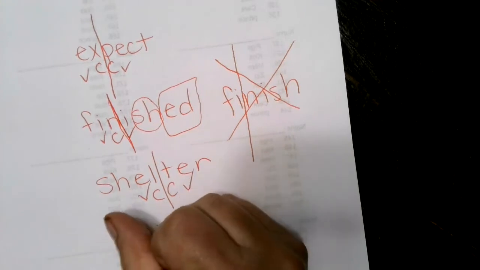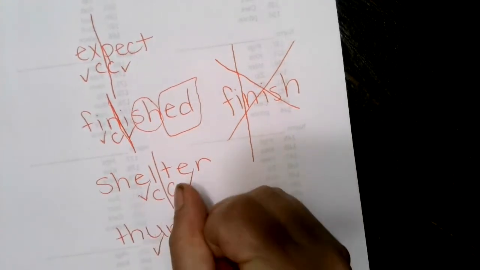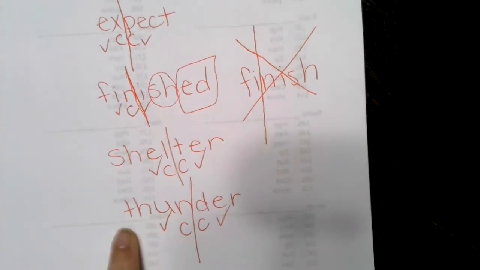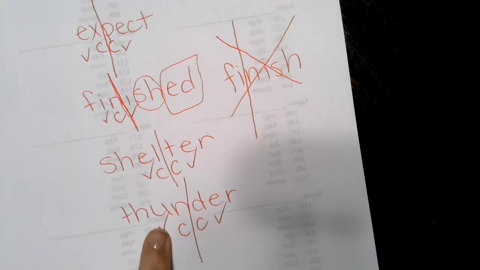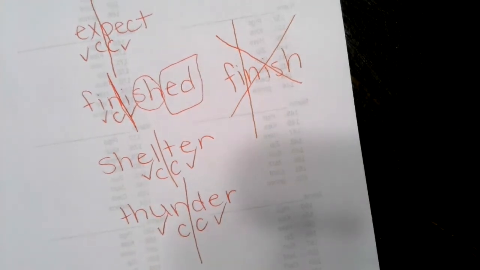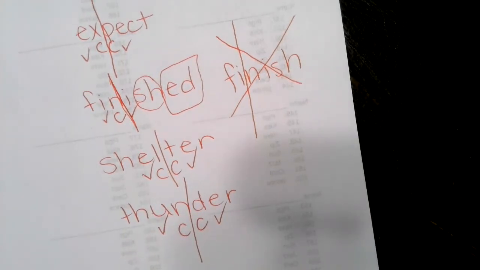Last one. Vowel. Vowel. Love it when it works this way. Divide down the middle. Thunder. Thunder. Well, there's going to be thunder in our story. That's kind of common sense because we've been reading about storms.